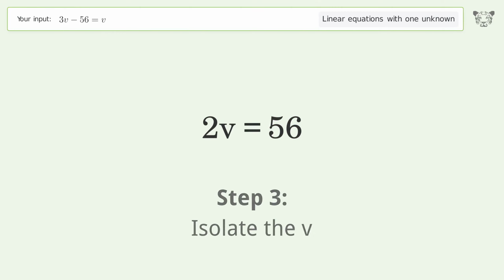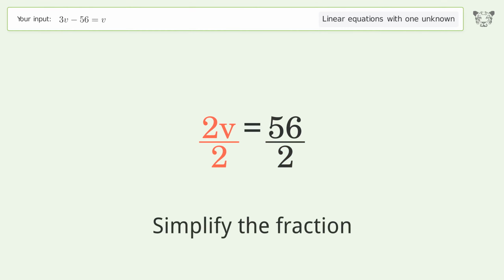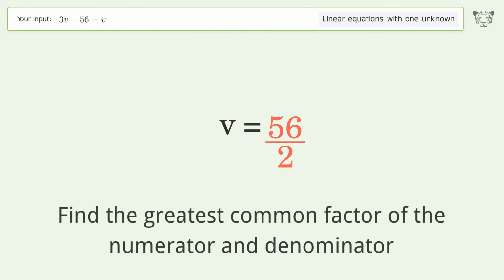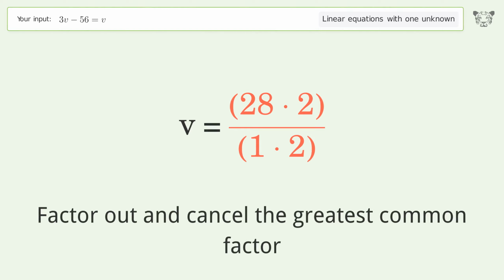Isolate the v. Divide both sides by 2. Simplify the fraction. Find the greatest common factor of the numerator and denominator. Factor out and cancel the greatest common factor.